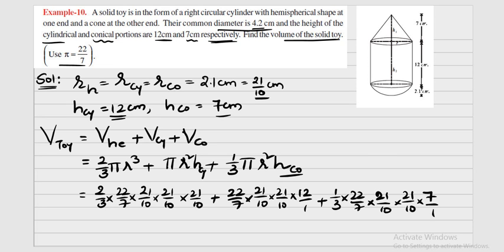So 7/1. From this, what can I do? 7 3s are 21, so I can cancel out. Here also 7 3s are 21, so I can cancel out. In all the denominators we are going to have tens, so directly I can multiply the numerators. 21 21s are 441, and 2 22s are 44. So 441 into 44.